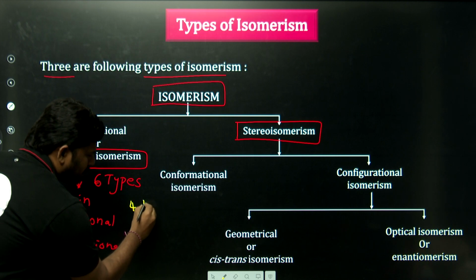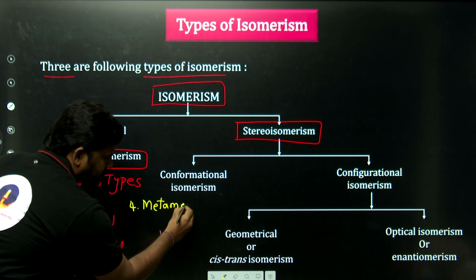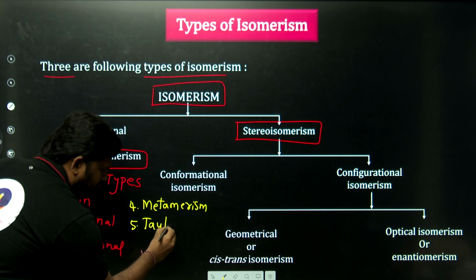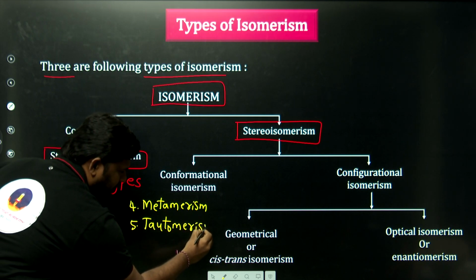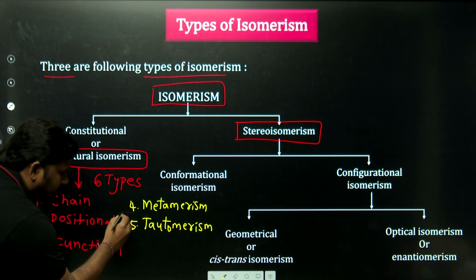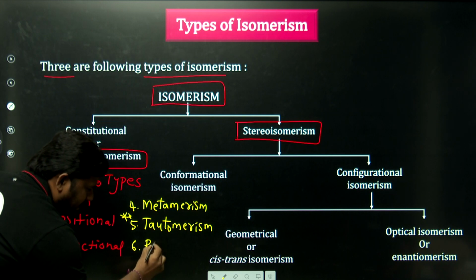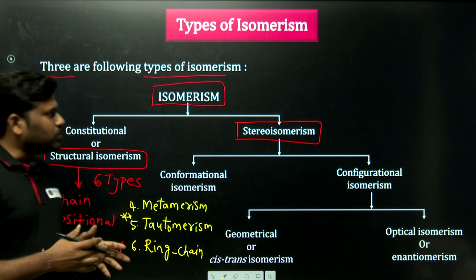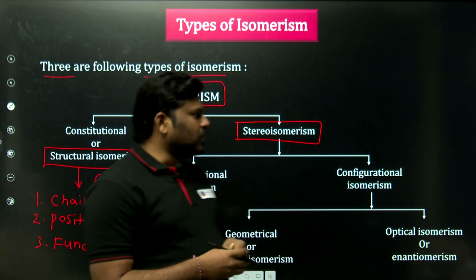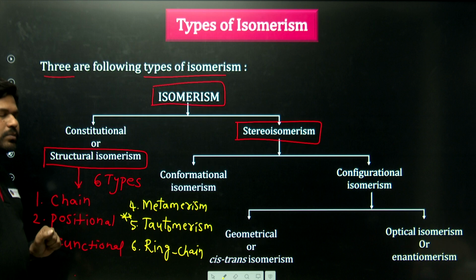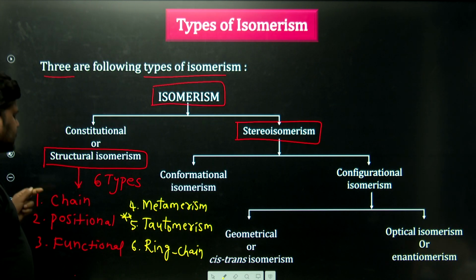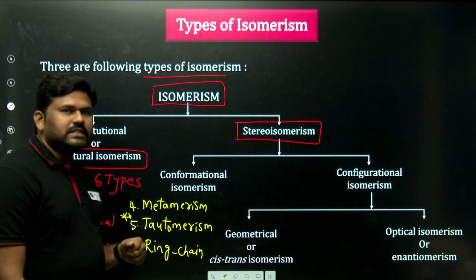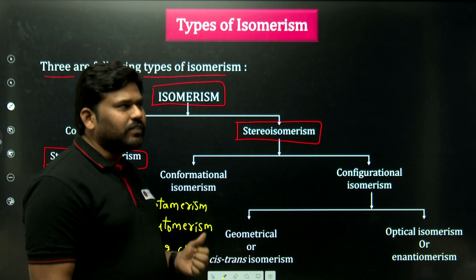Number 4, metamerism. Number 5, tautomerism, which is very important for all competitive exams. 6th one, ring chain isomerism. So isomers are 2 types, structural and stereo. Structural isomers are again divided into 6 types: chain, positional, functional, metamerism, tautomerism and ring chain isomerism. In future we will discuss them in depth.